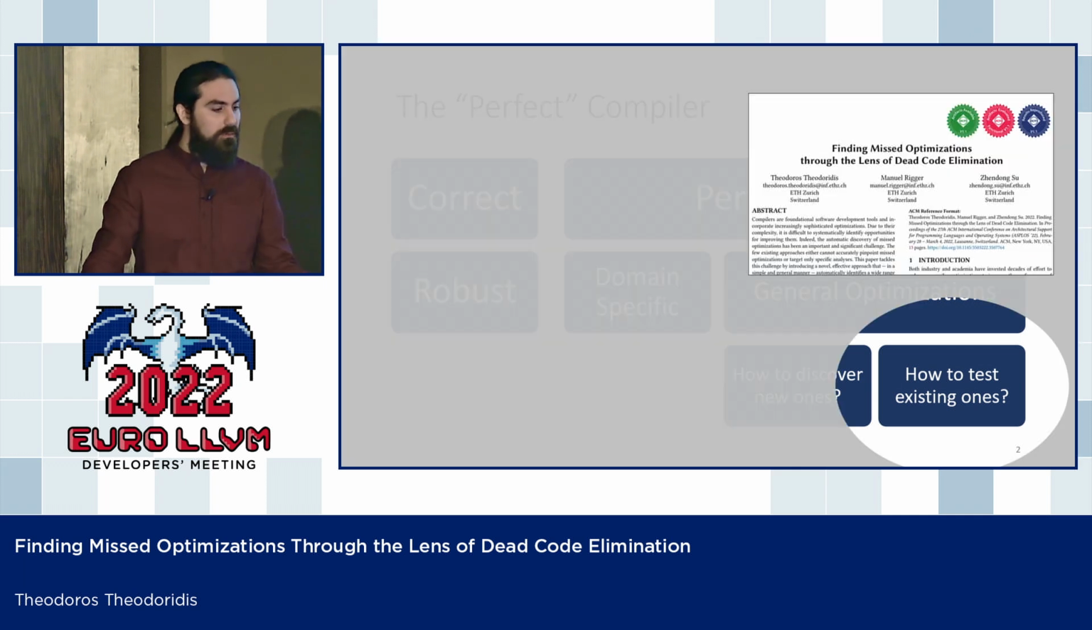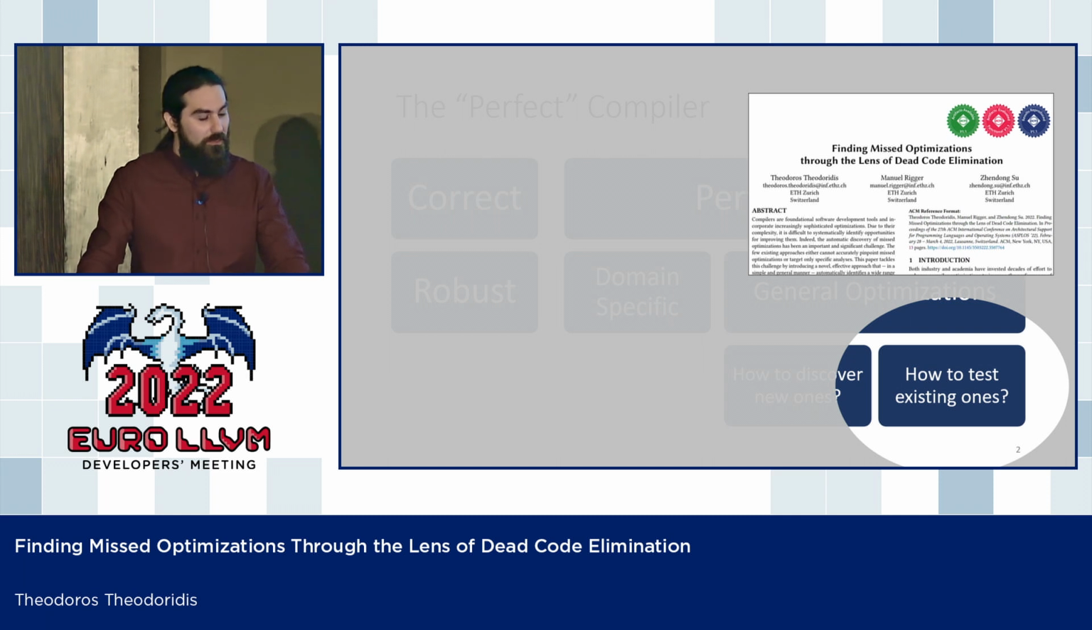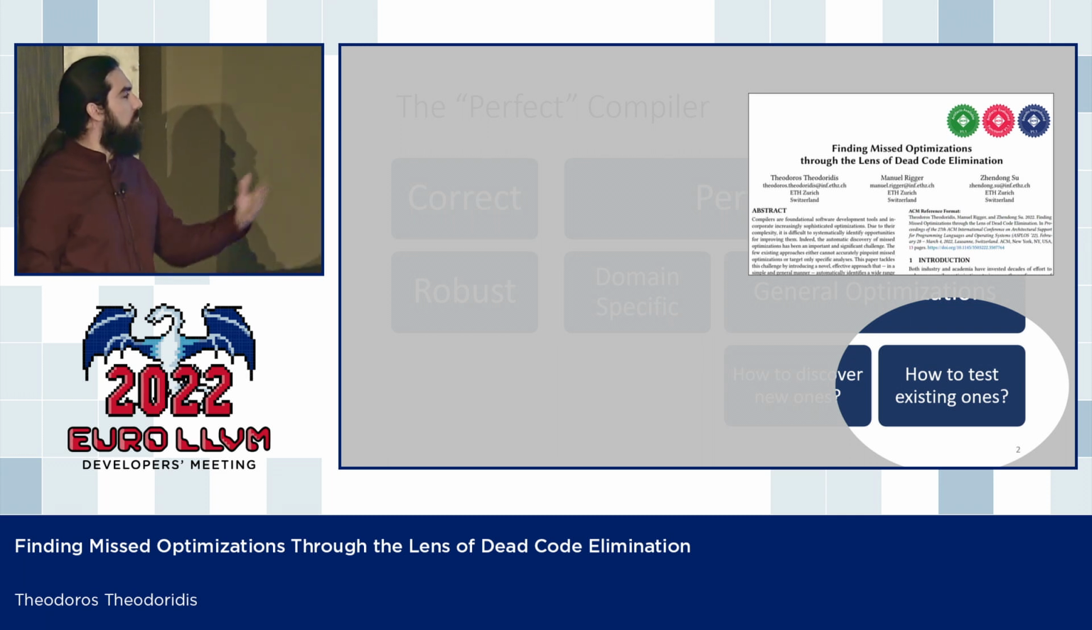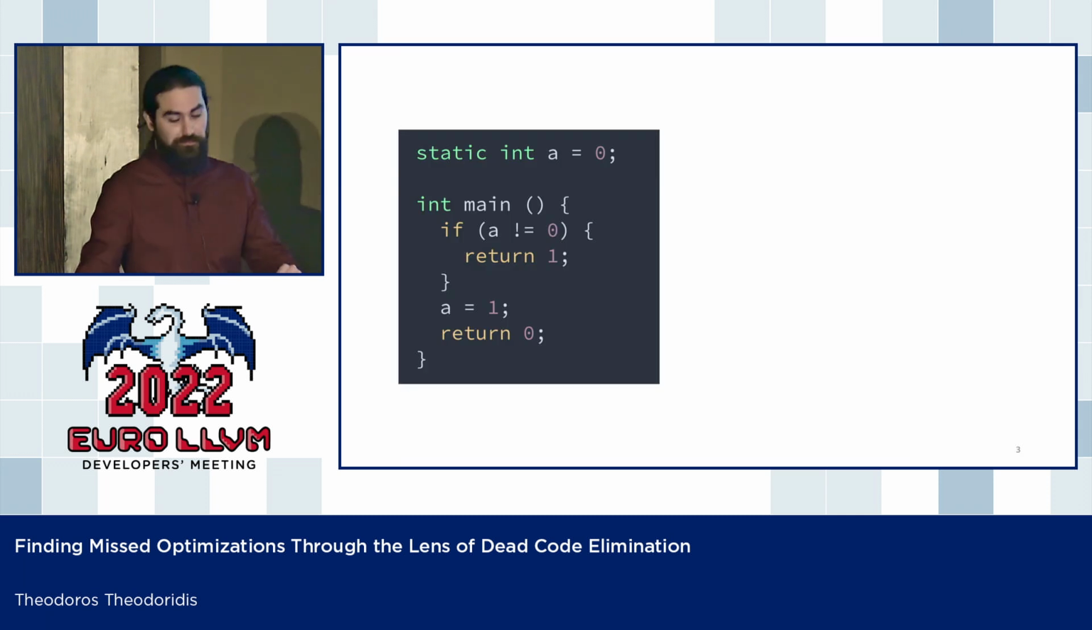And in our work, we wanted to fill a gap in this area and provide tooling to help compiler developers work towards this maybe unattainable goal of the perfect compiler, but still a goal. So problematic cases that we find include examples such as this one.